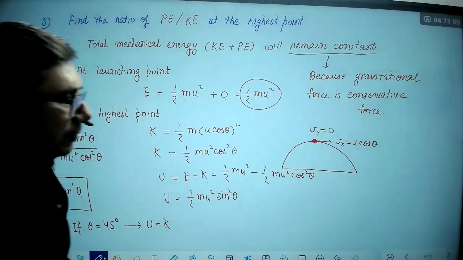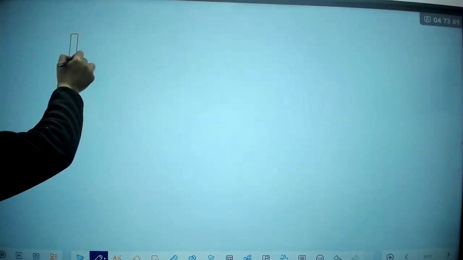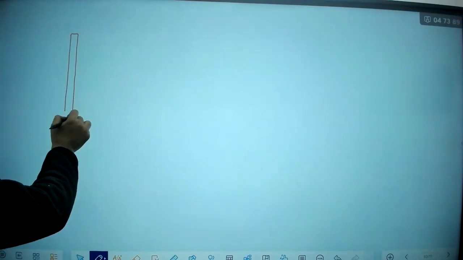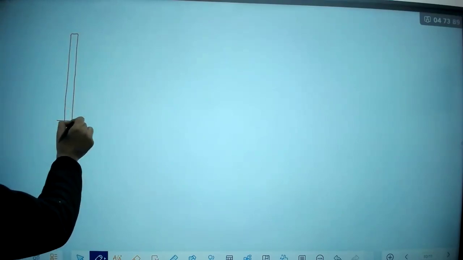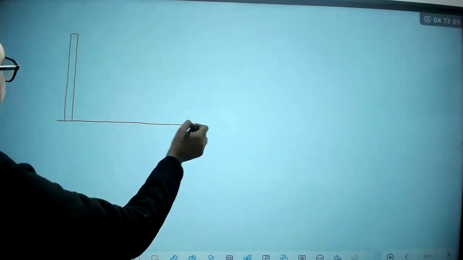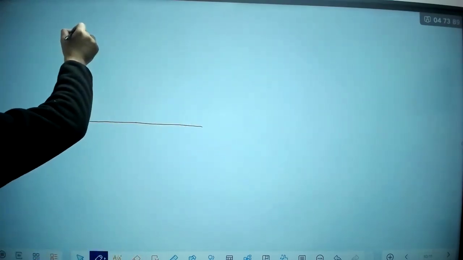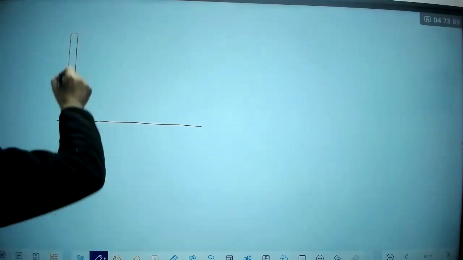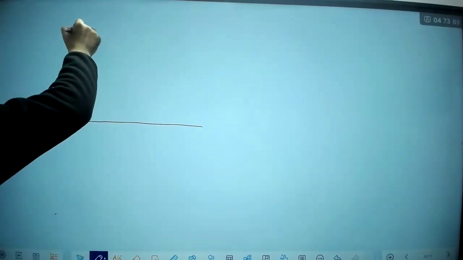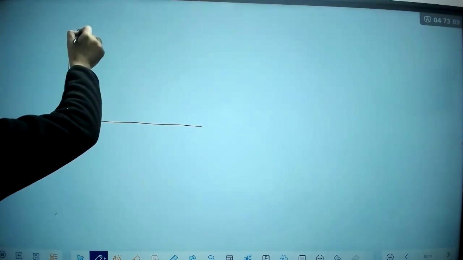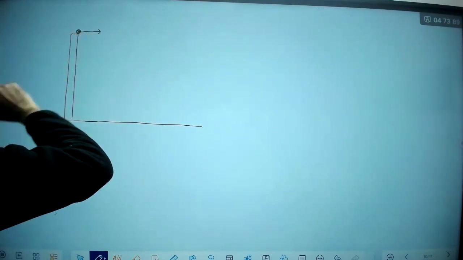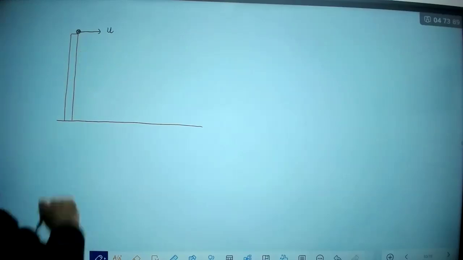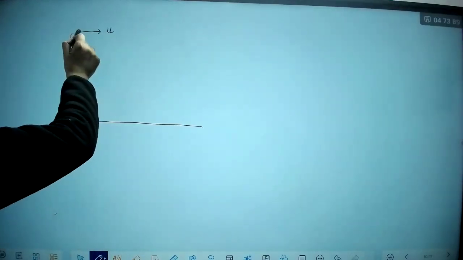Next, another question may be: suppose this is a tower whose height is h, and a projectile is launched from this point. You are launching the projectile from this point. Suppose you launch in the horizontal direction. Try to understand first. Suppose this is u. So what will happen if you are launching this?